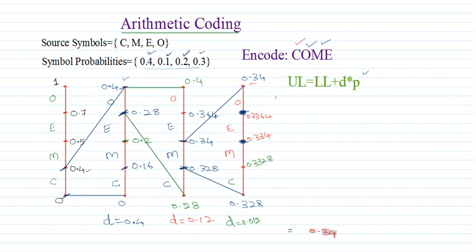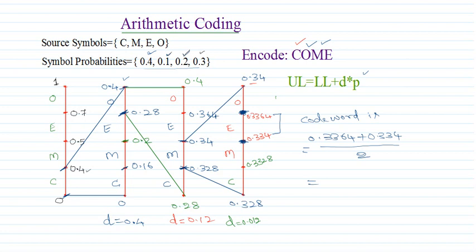If you look at the last stage here, these are the two values. We will see the code word is given as the upper limit and lower limit of this E, that is 0.3364 plus 0.334 divided by 2. That means the average of these two numbers is going to be the code for COME.